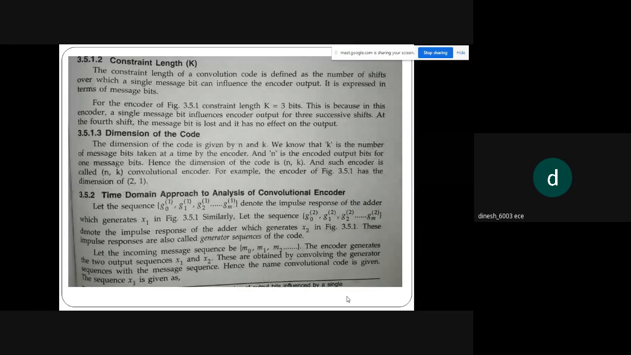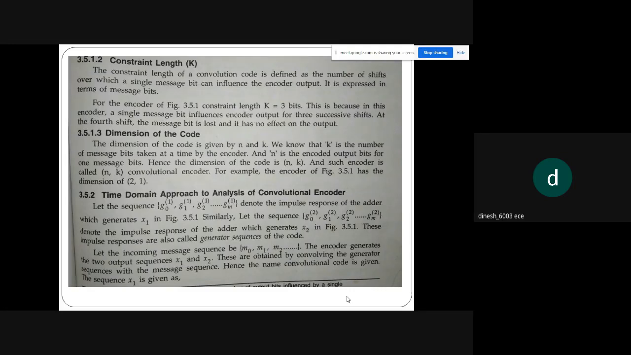Okay. So next topic is time domain approach analysis of convolutional encoder. How do we analyze this convolutional encoder in time domain? For this, the same diagram we are going to take, and we are going to denote a sequence G0 of 1, G1 of 1, G2 of 1 till Gm of 1 as the impulse response of the adder that generates x1.